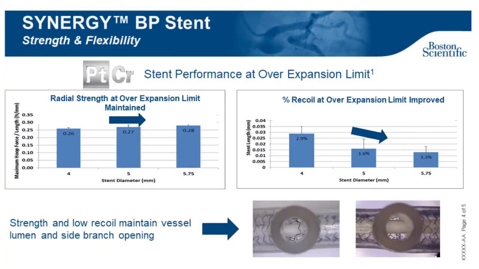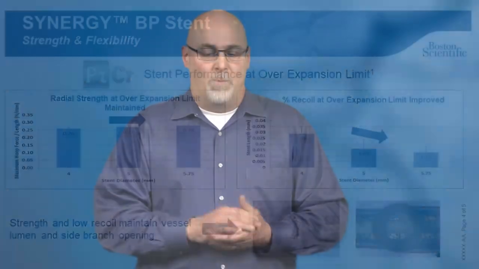On the bottom of this slide in the lower right-hand corner, you'll see two images. One is a Xience stent, one is a Synergy. This is looking at a shot of the stent through the side branch down onto the main branch. Why I bring this up is we've been talking a lot about strength and recoil over the last few slides, and this is extremely important when you get into bifurcation stenting.